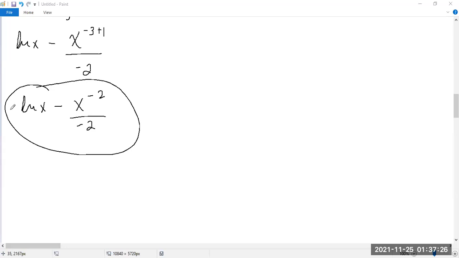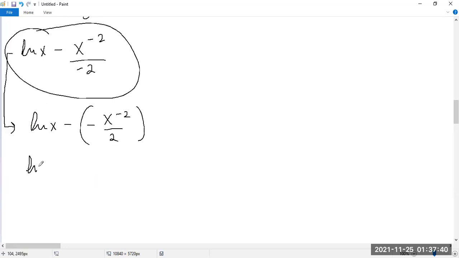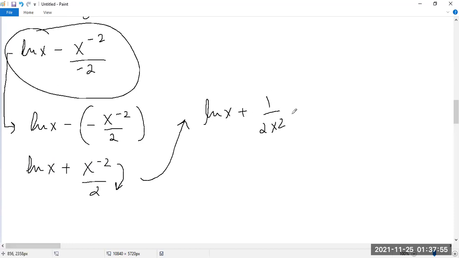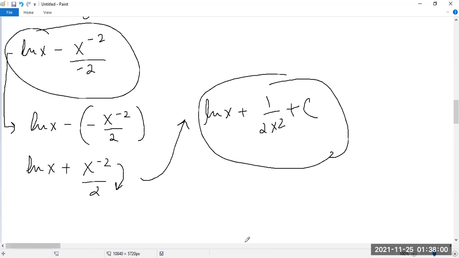Of course, you could simplify this to make it a little more aesthetic. You would have ln of x, and you already have a minus here. This fraction is negative x to the -2 over 2, so this becomes positive. You have ln of x plus x to the -2 over 2. Then you can take this x down, but remember, when we take things down and put them under the fraction, we have to change their sign. So this is ln of x plus 1 over 2x squared. We'll add our constant of integration, and we'll say that this is the antiderivative of our original function.